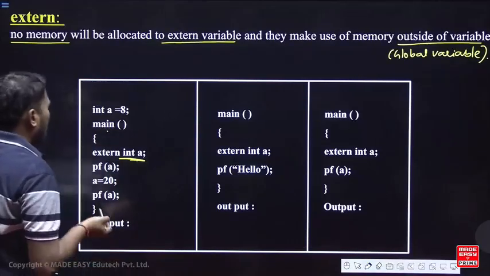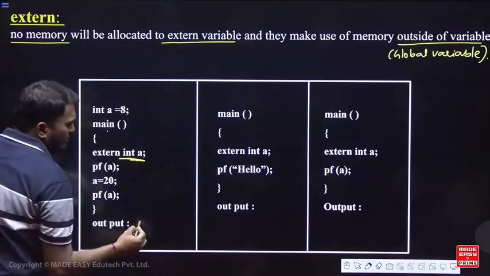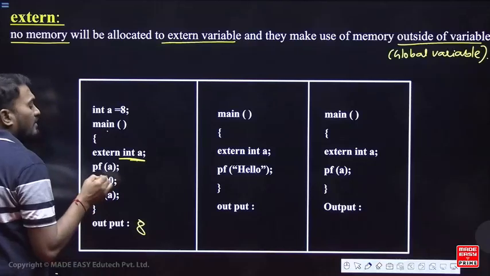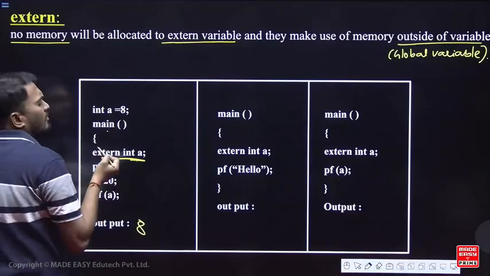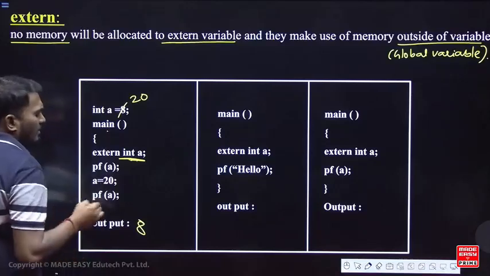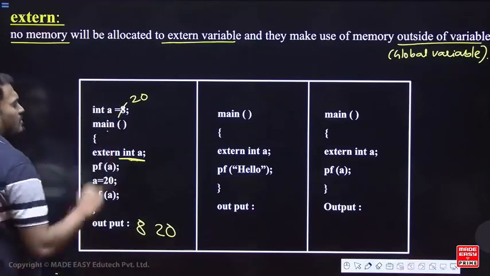Next, when I say printf a, what is the value of a that will be printed? 8 will be printed. And next, when you change a = 20, where will the value change? In the global only. They make use of memory of the outside variable, so it will change to 20. Now when I say printf a, 20 is printed, because the value changed to 20.